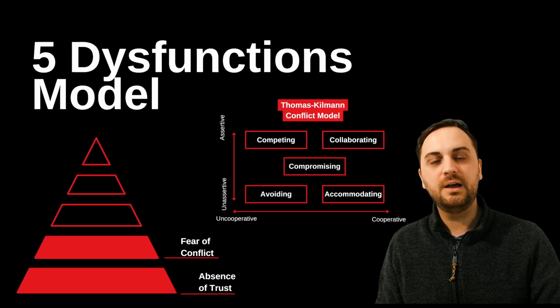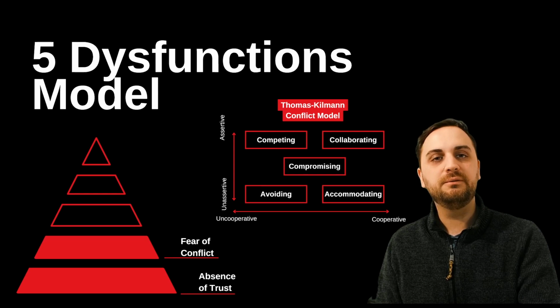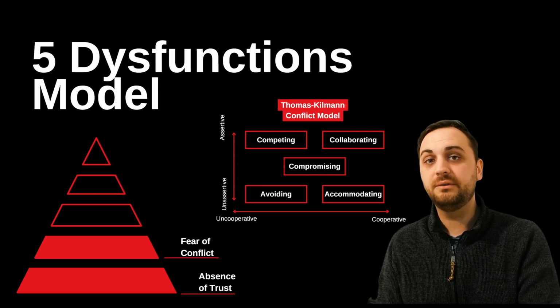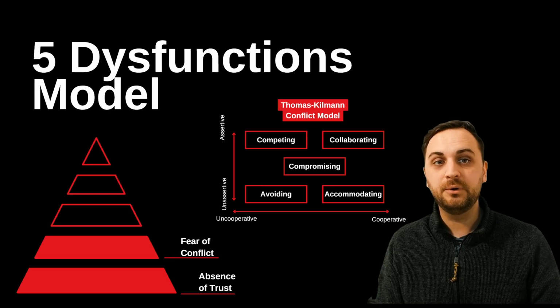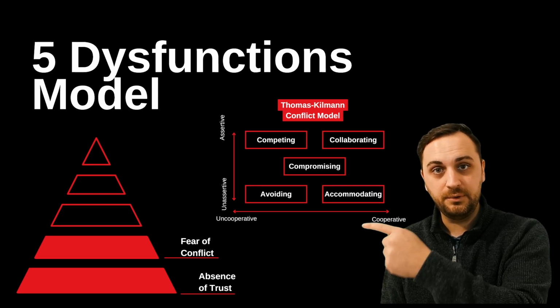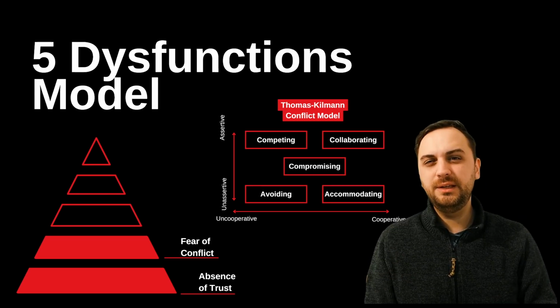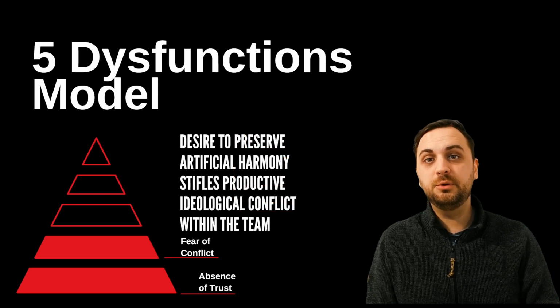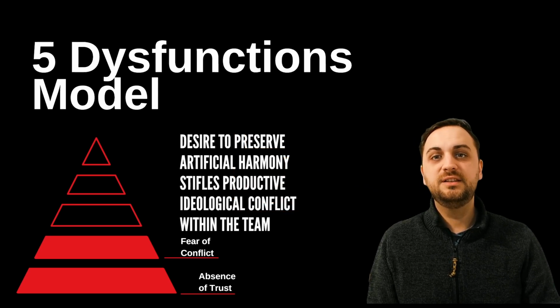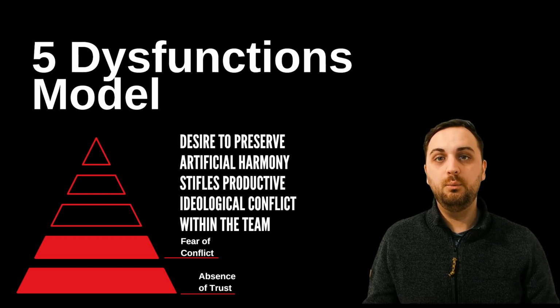And you might not know how to do those two things together with a different group of people if you were very successful with one group because you have high trust with them, but you don't have that level of trust with another. Remember, build the level of trust before you come to this. So the author really caps off fear of conflict quite well by saying, desire to preserve artificial harmony stifles a productive ideological conflict within the team.